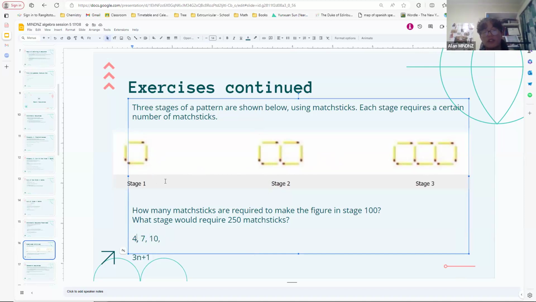This can be further seen by every time we have a next stage, we add 1 matchstick on the top, 1 matchstick on the side, and 1 matchstick on the bottom. So it increases in even increments of 3. So the general formula would be 3n plus 1 for the total number of matchsticks required at each stage.